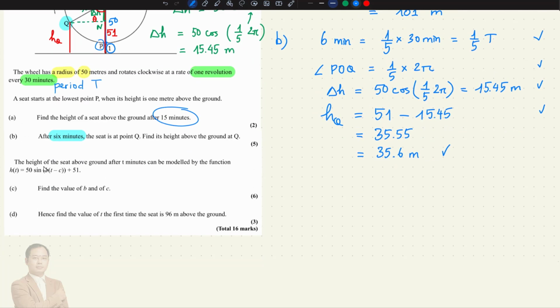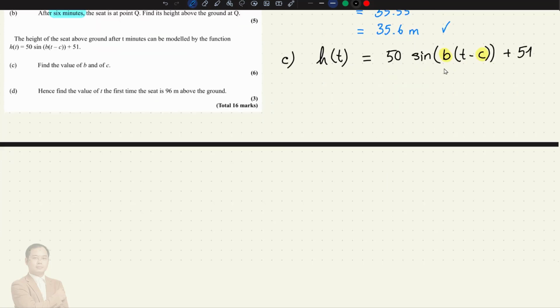Now the question C. The height of the seat above the ground after t minutes can be modeled by the function x(t) equal to 50 times sine of b multiplied with (t minus c), plus 50. Find the values of b and c. The parameter b here can be called the coefficient of the period. The meaning of the parameter b here is how many times the period of the function is reduced.